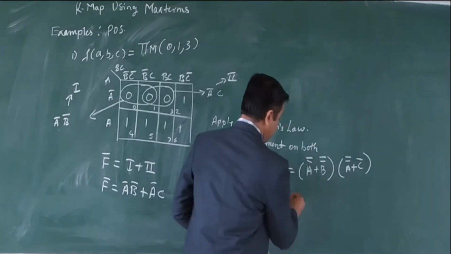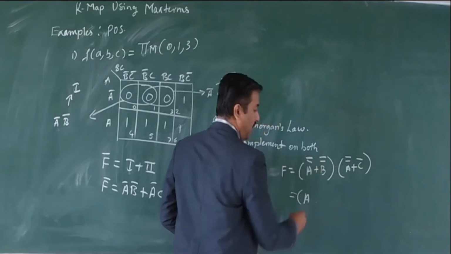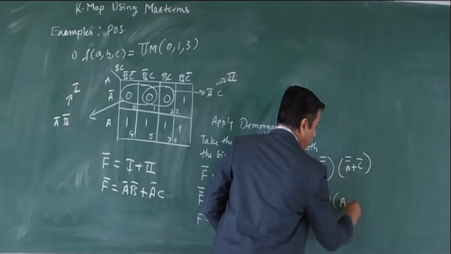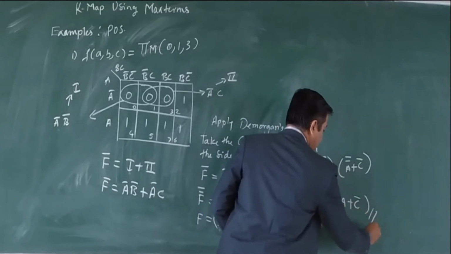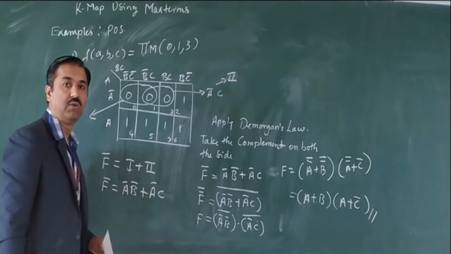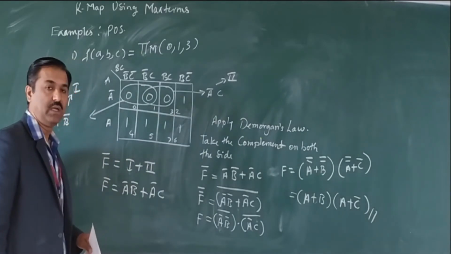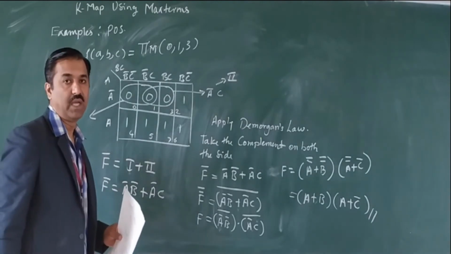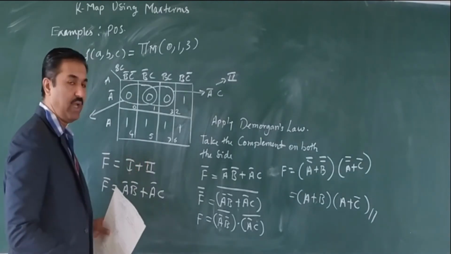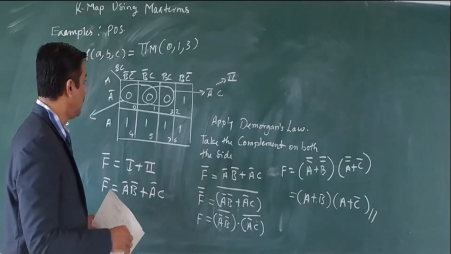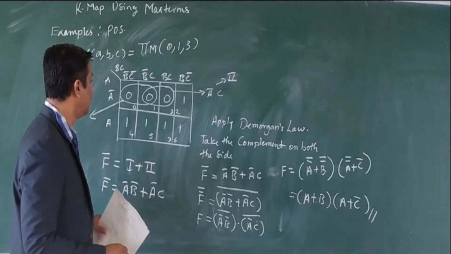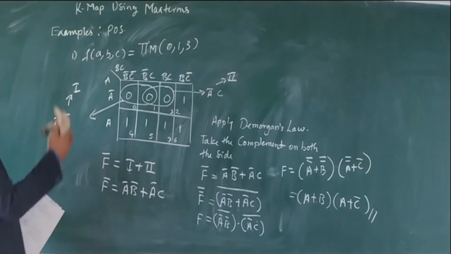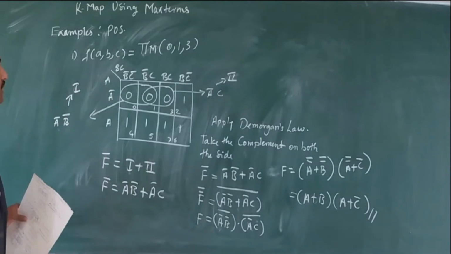And the final expression will be: A double bar will be A, plus B double bar will be B, and A double bar will be A plus C bar. So this is the final expression that you get when it comes to simplifying the given product of sum expression. This is one way of simplifying it. The other way of simplifying it will also be discussed. Fine. So hope you have understood the first example of K-map using the max term.